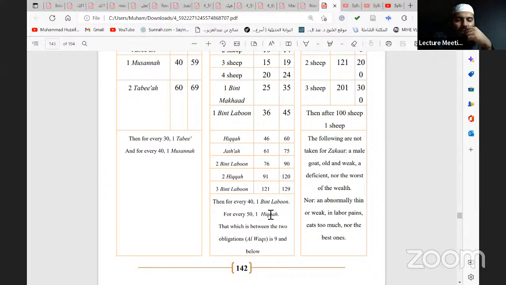207. Same. Are you sure it's the same? We've got 7 left over. We've got some left over. Is that okay? Or is it not? 4 hiqqah or 5 bint laboon. Yes, it's okay. Why is it okay? Because the leftover, the waqs, it's called al-waqs, waw, qaf, sad, is less than 9. It can be 9 as well. It's 9 or less.